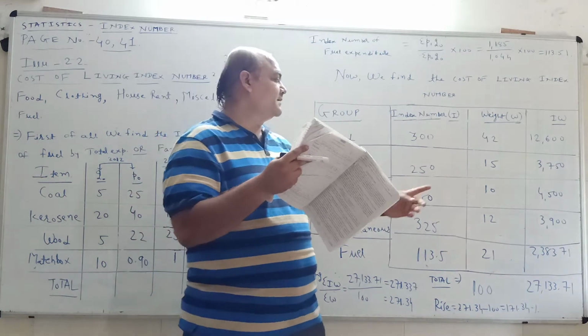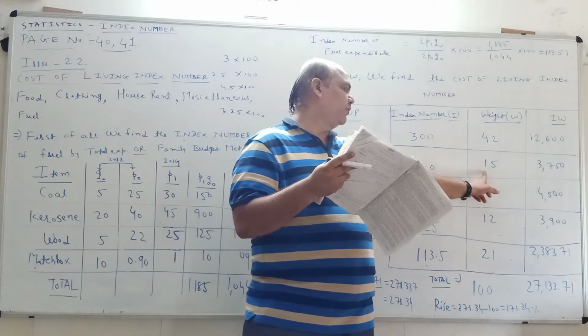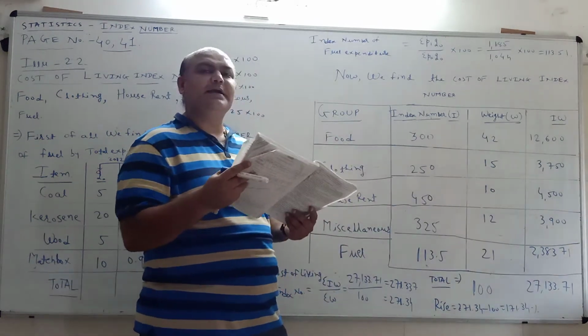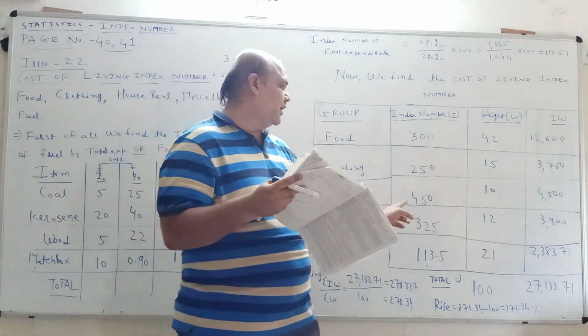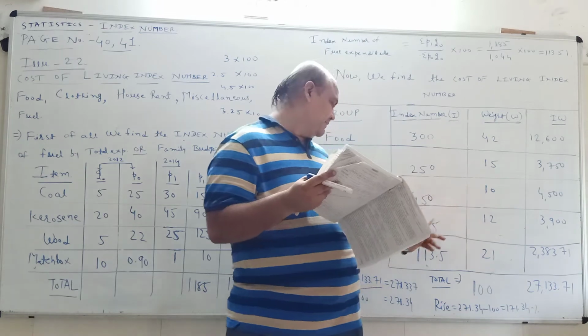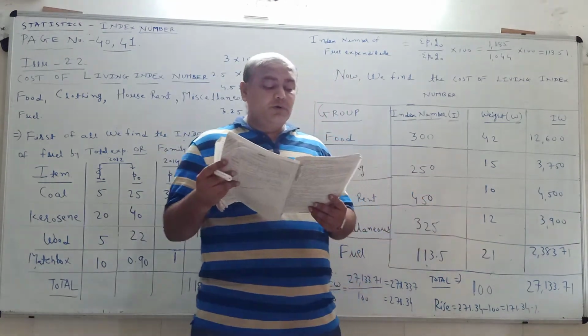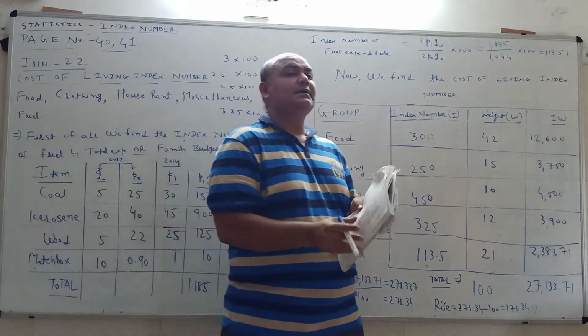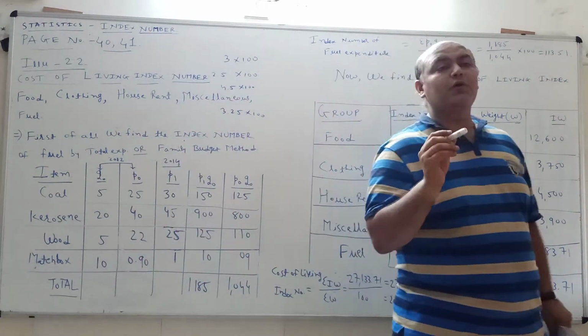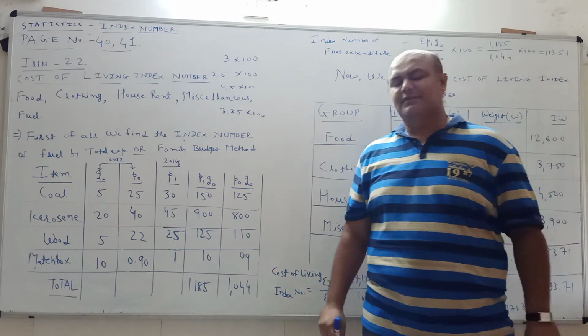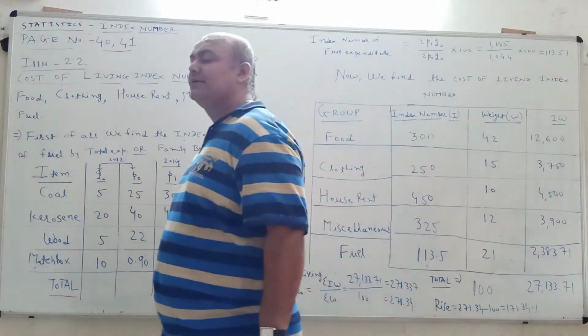Clothing 15%, so 15 for clothing. House rent 10, so for house rent we write 10. Miscellaneous is 12. Now they are not giving us the weight, or W, or percentage for fuel. How can we find it, sir?